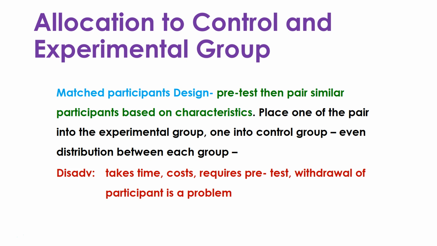So you pre-test your sample and pair them up by particular characteristics where they have similarities. Then you randomly select one of the pair to be in the experimental group and the other one to be in the control group. So then you get even distribution. That's the big thing: you get even distribution of characteristics between each group, control and experimental.